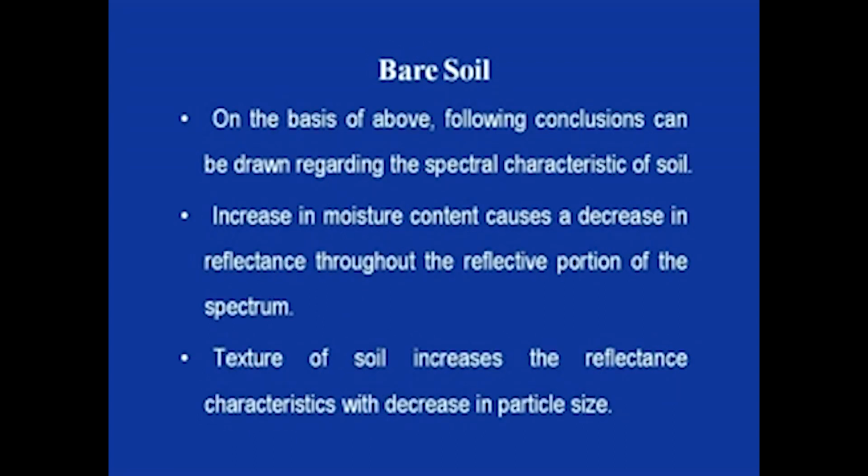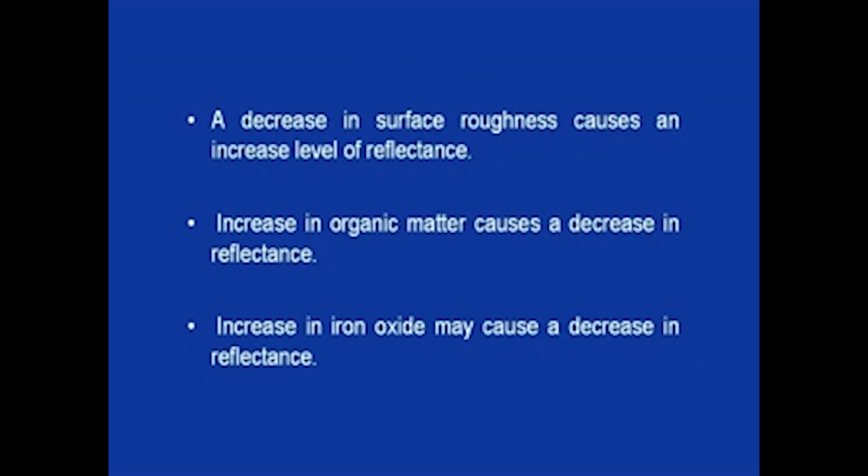On the basis of the above, the following conclusions can be drawn regarding the spectral characteristics of soil. Increase in moisture content causes a decrease in reflectance throughout the reflective portion of the spectrum. Reflectance increases with decrease in particle size of the soil texture, and a decrease in surface roughness causes an increase in the level of reflectance. Increase in organic matter causes a decrease in reflectance. Similarly, increase in iron oxide may cause a decrease in the reflectance.